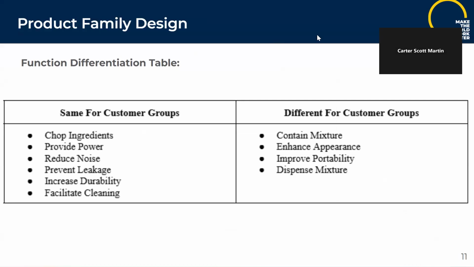So the function differentiation table basically takes the FAST functions and determines whether they are the same or different for the customer groups between primary and secondary consumers.